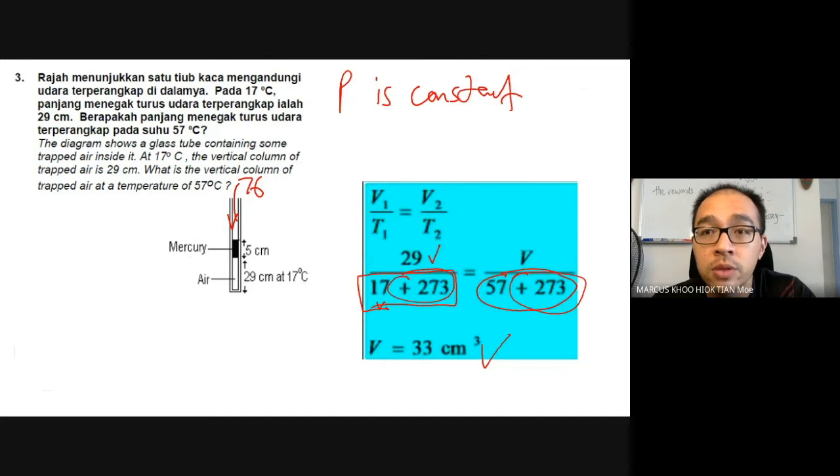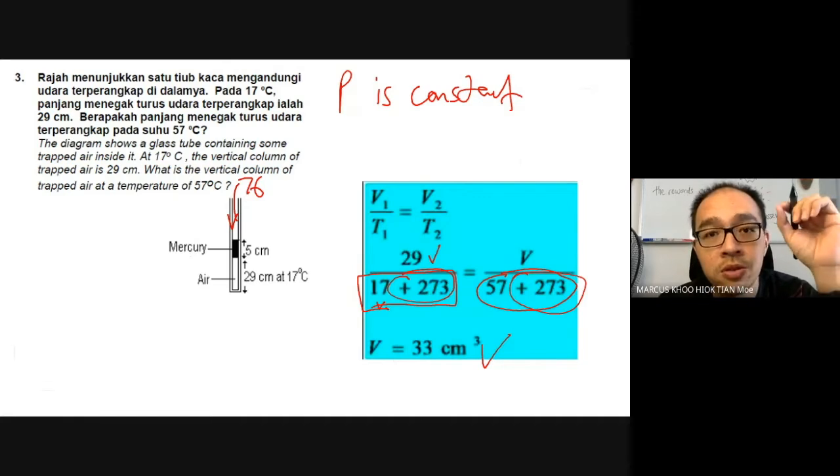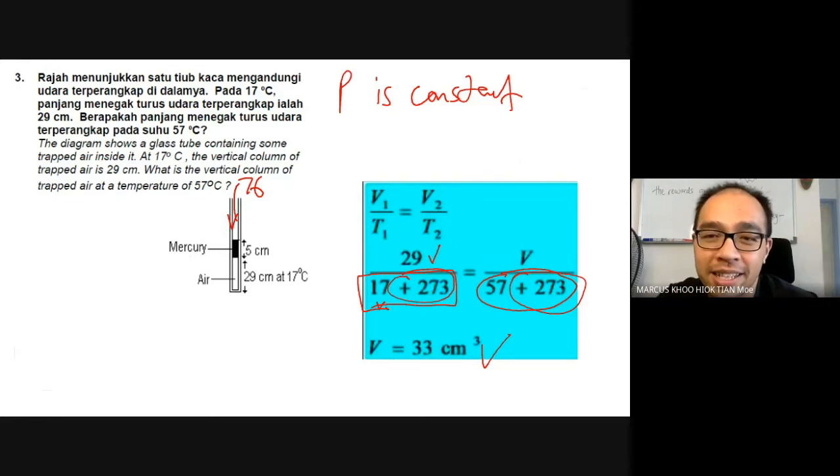So I want to spend the first 10 minutes discussing these two questions, just to drum in the fact that when you calculate, the temperature must be in Kelvin. I guess this is where Chen-Hee realized that he did wrong because he forgot to change the temperature to Kelvin.